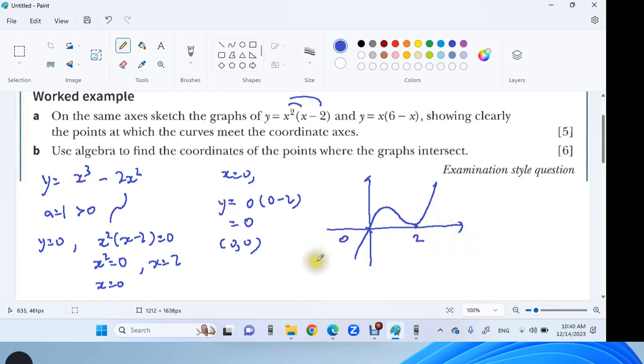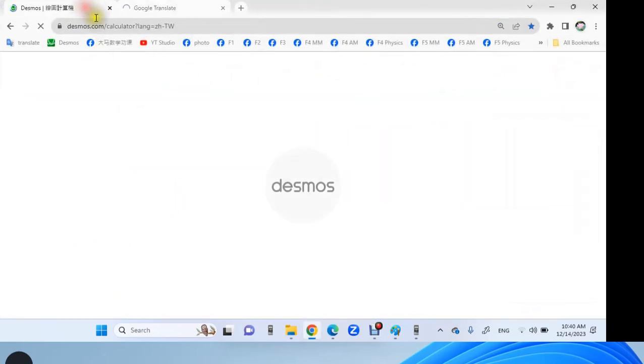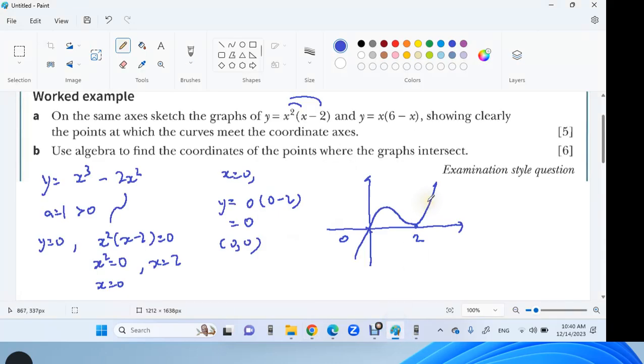If we want to confirm x squared (x minus 2), we can use the calculator here. Later, it takes some time.